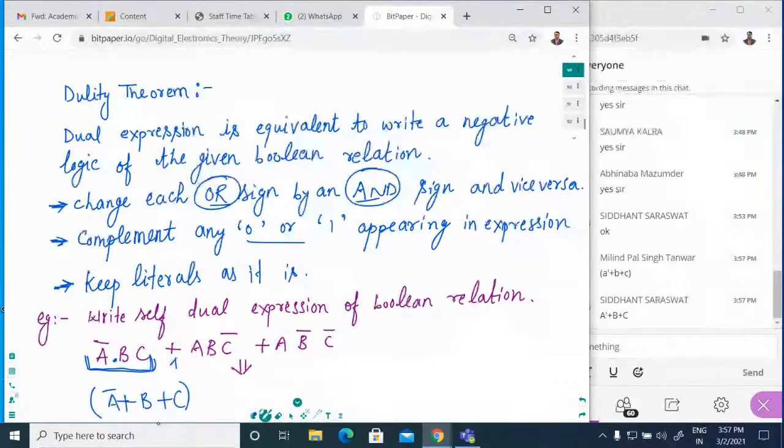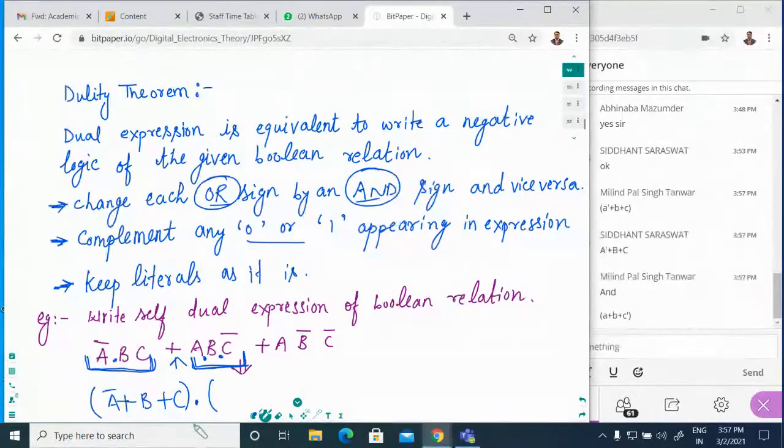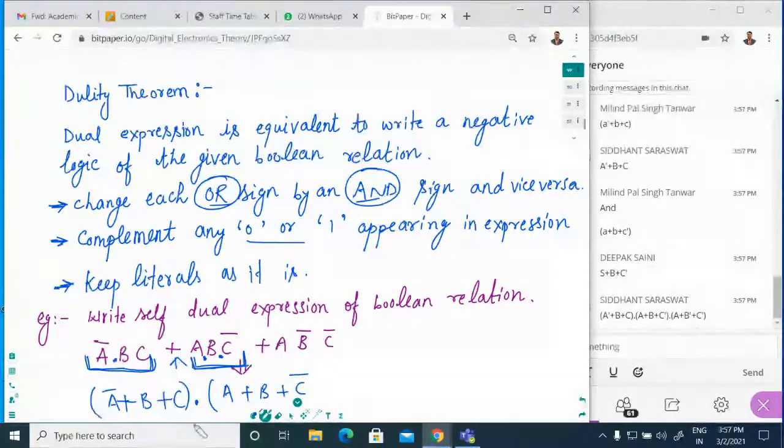Then this OR operation is present right here, so OR should be changed to AND, and AND can be represented by a dot. Then the next expression is A into B into C. The AND operation is there in between, so you have to replace the AND with the OR. So A plus B plus C bar.